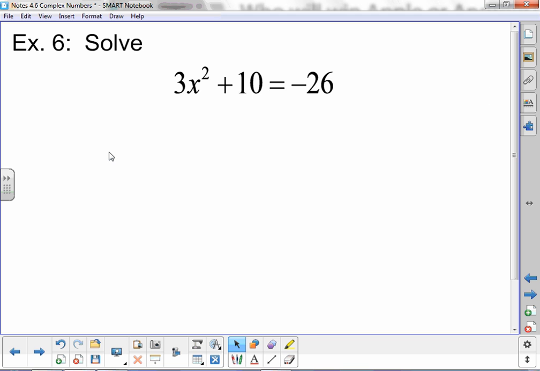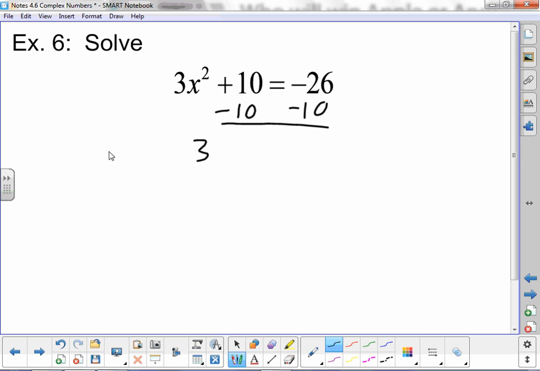Okay. Last example. So now that we've worked a whole bunch with square roots of negatives, this is what it's going to look like when you actually do it out while you're solving. So this one right here, if I told you to solve it, you do minus 10. Okay, so you get 3x squared equals negative 36. And then you divide both sides by 3. So x squared equals negative 12.